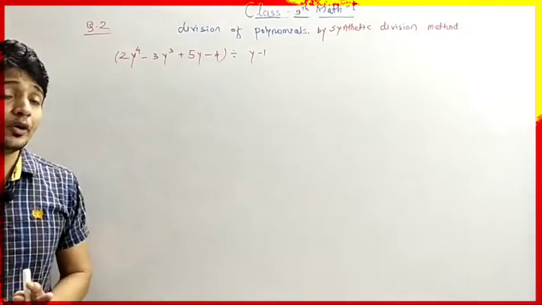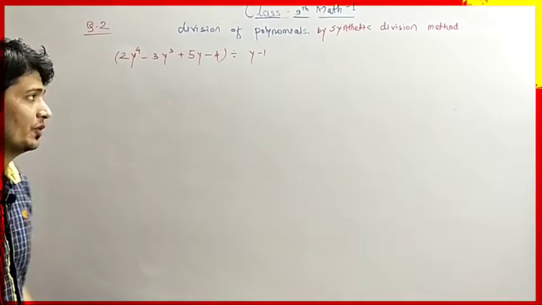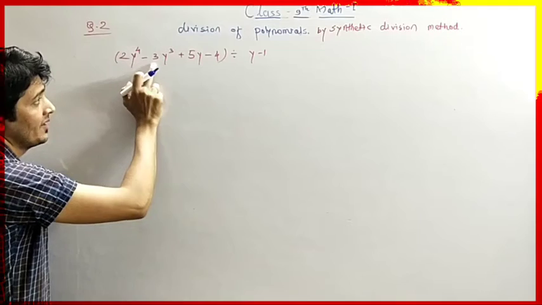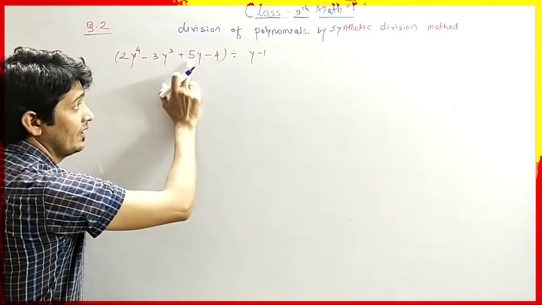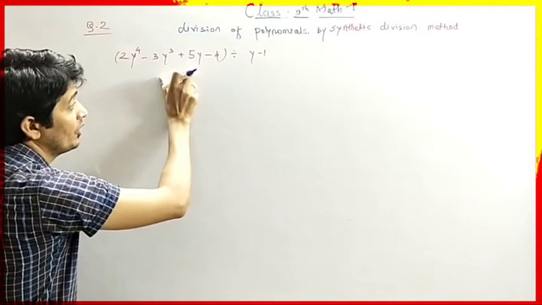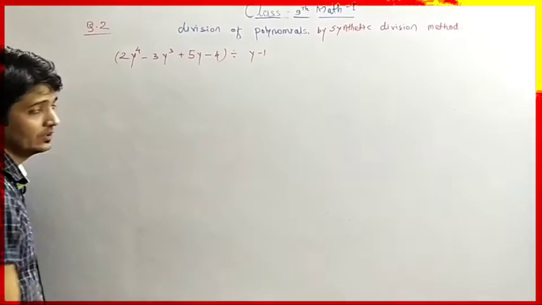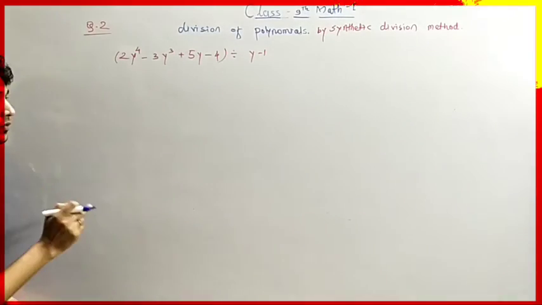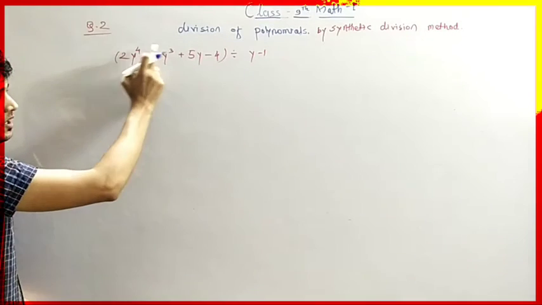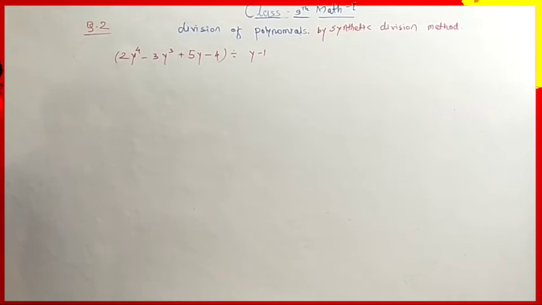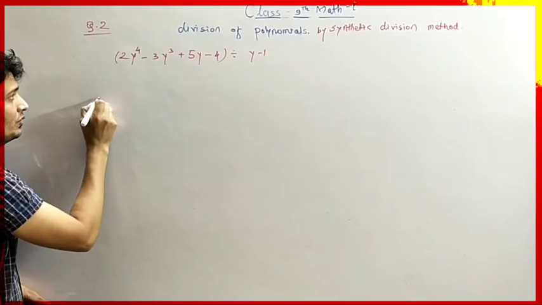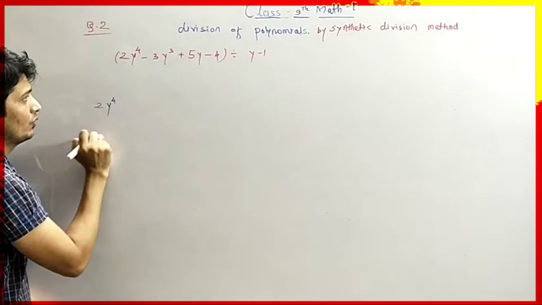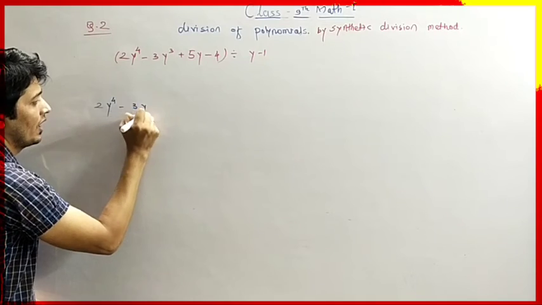So now we are going to solve the second solved problem. Here we have 2y to the power 4 minus 3y to the power 3 plus 5y minus 4, and this polynomial is going to be divided by y minus 1. So we have to write this first in its standard form, that means from the highest power to the lowest power, including the missing terms.